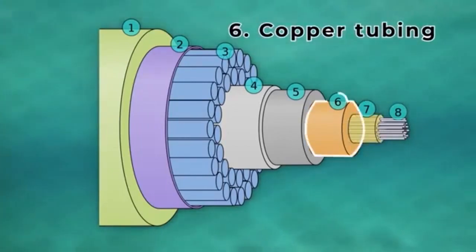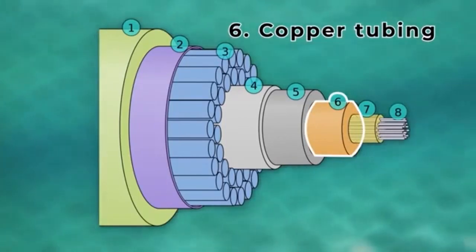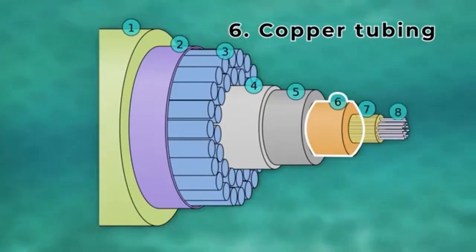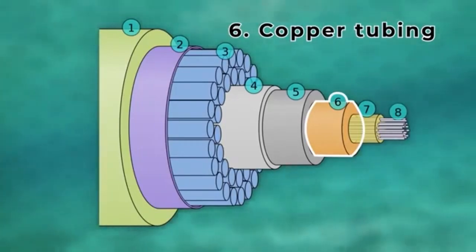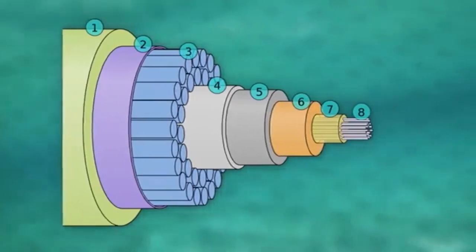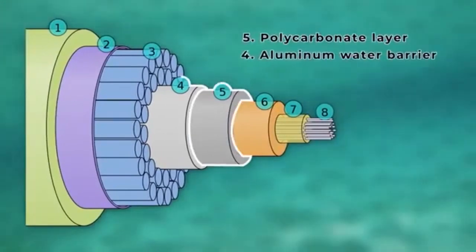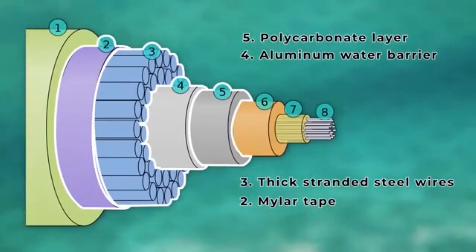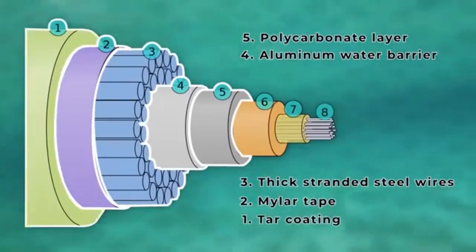The next layer is a copper tubing, which is used to not only provide the next layer of protection, but is also used to power the cable. Yes, this is an active cable. Due to the extreme lengths of underwater internet cables, the light inside the optical fibers must be boosted every 50 or so miles to amplify the signal and prevent data loss. After these core layers, the remaining layers are strictly for protection and include the polycarbonate layer, the aluminum water barrier, thick stranded steel wires, a layer of mylar tape, and tar coating for ruggedness and protection.